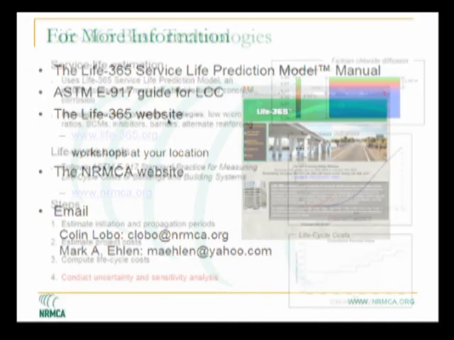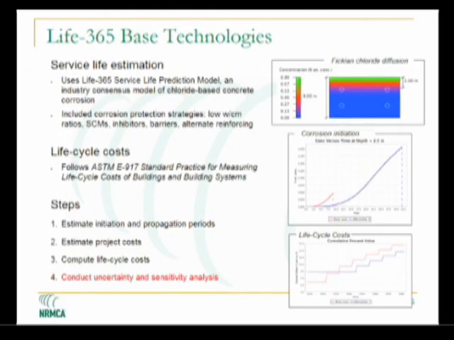the software. So Life 365 started about 10 years ago, based on a need through ACI to come up with an industry consensus service life prediction model for concrete. And over that 10-year period, it's gone through a series of committees, versions of the software, and methodologies, and now is a pretty solid tool for estimating these concrete service lives when they are subject to chloride corrosion, where chloride corrosion is the primary mechanism for corrosion of the concrete.